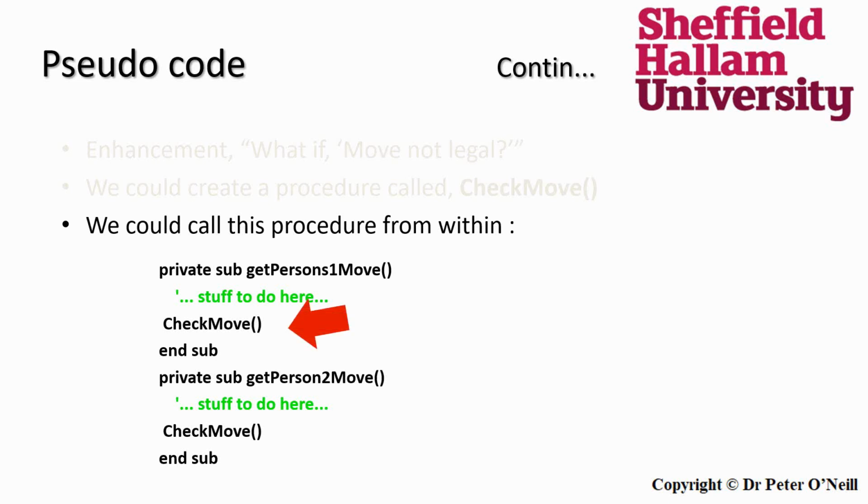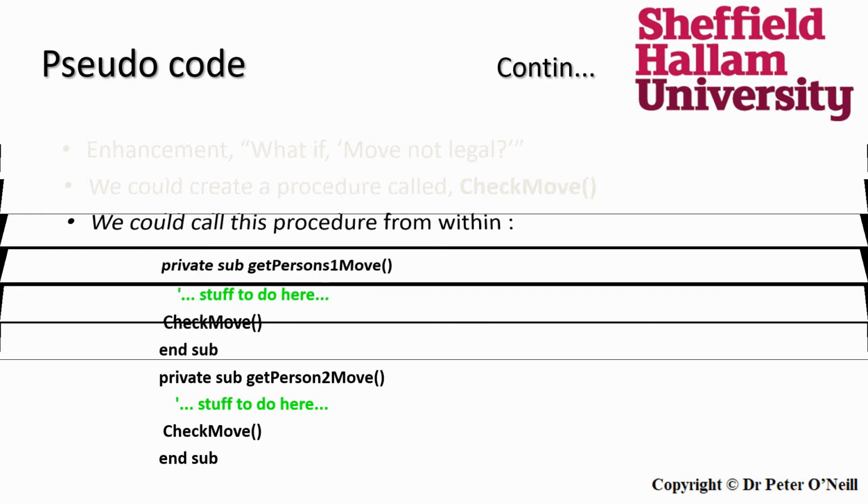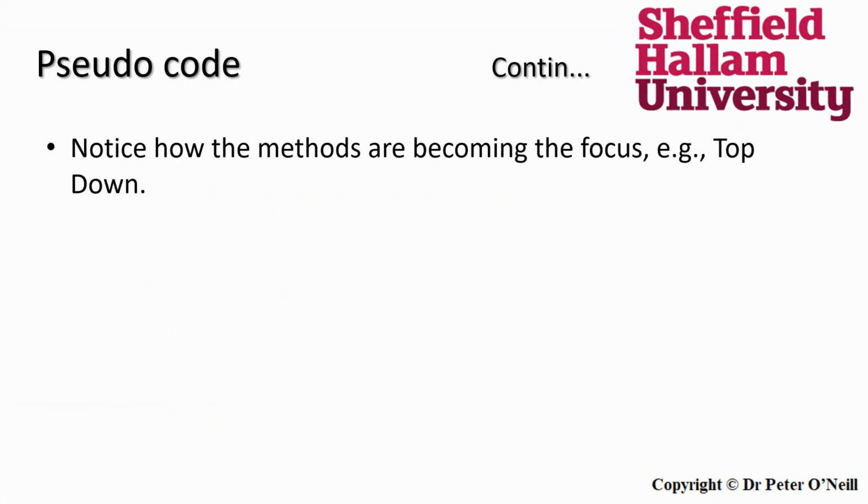So here's our check move. And check move in itself could, as I say, we don't have to have the winner or draw called from here. We could have it called from within check move. So we could say check the move. It validates that it is a move. Then it sees if you've drawn. Then it sees if you've won. And then it comes back to here. And same on both of them methods. Notice how the methods are becoming more focused, i.e. top down.